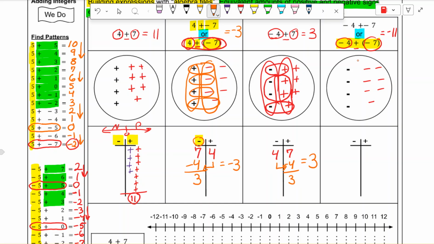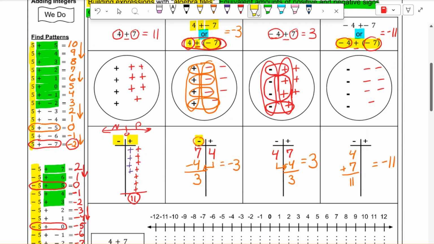And then our last circle here, we're going to populate the t-chart with 4 negatives. And then we're going to add 7 more negatives. They're negatives, so they stay on the negative side. And since they're all negatives, what did we do up here? We counted them all together. So we're going to add these together, and we get 11. So the answer is negative 11, because it's on the negative side.